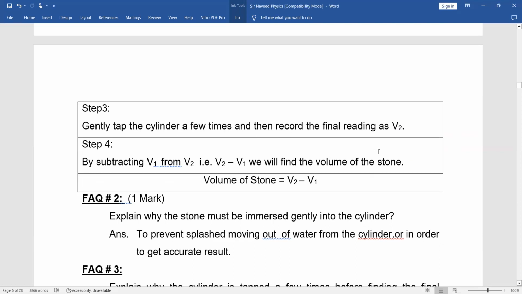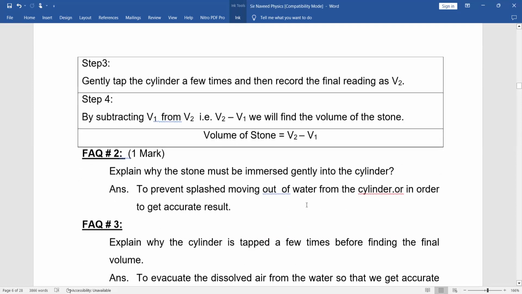reading as V2. In step number 4, you will subtract V1, the initial volume, from the final volume, that is V2 minus V1, and this difference will give the volume of the stone. Okay. Now we see some questions regarding this experiment.